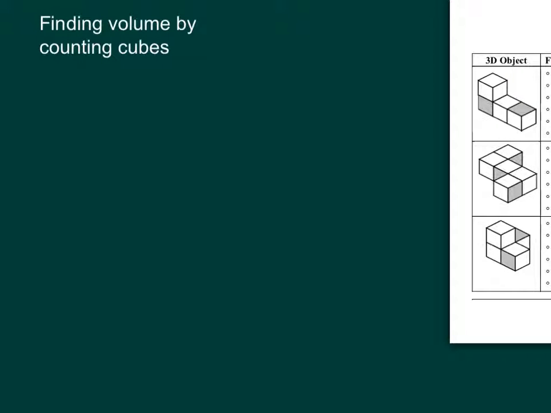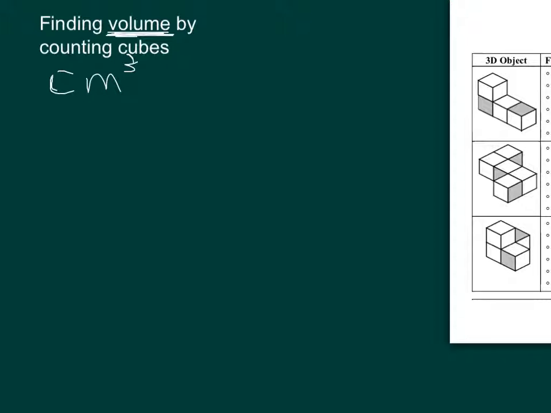Volume is just the amount of space that a three-dimensional shape takes up, and so will be counted in units which are cubes. So centimetre cubes can be written in shorthand, for example, as cm with a little 3 to show that it's a cube. So centimetre cube in shorthand is cm3.